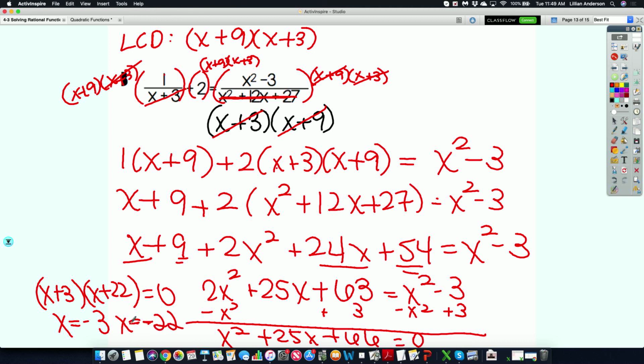Do they both work? No. Which one does not work? Negative 3. Negative 3 does not work because if you plug negative 3 in here or even here, you're going to get 0 in the denominator. And you cannot divide by 0, so your only solution is negative 22. Okay? Always make sure you check. Now you can have 0 in the numerator over a number, but you cannot have 0 in the denominator. Questions on solving rational equations?